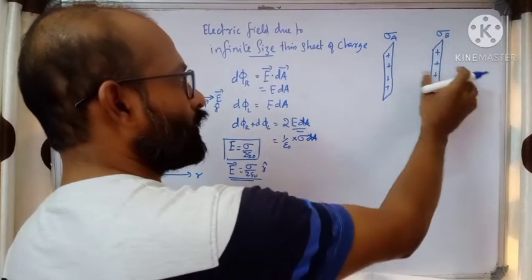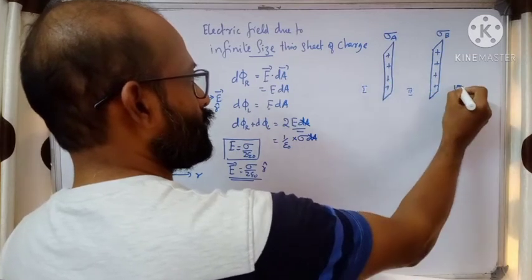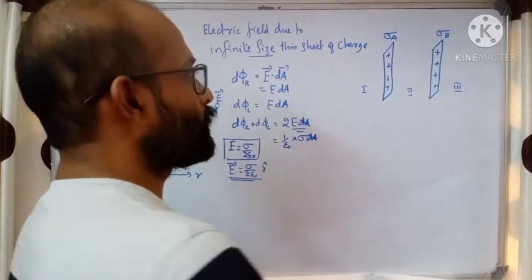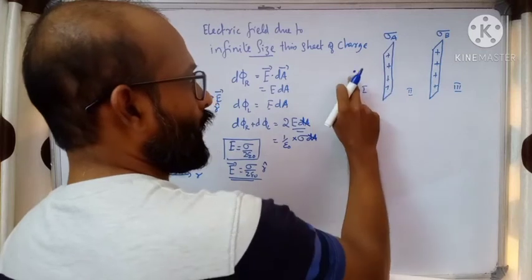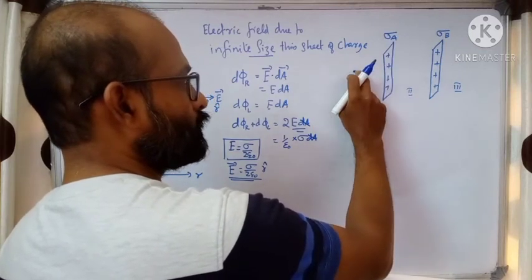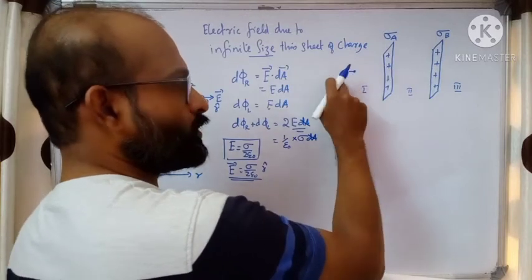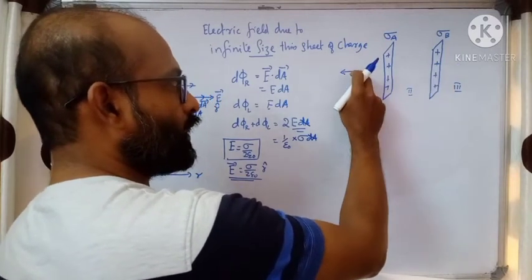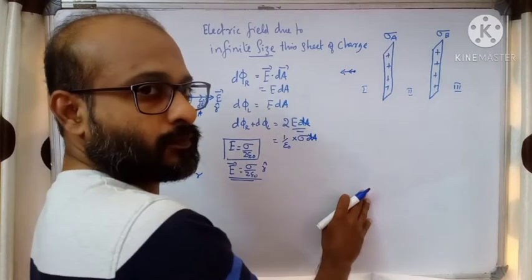We just divide the region into three: first region, second region and third region. We will find the electric field in these three regions. Now in region 1, I select a point here. At this point, this positive charge will produce a field. It is away from the charge, away from the sheet. This sheet also can produce a field here in the same direction.